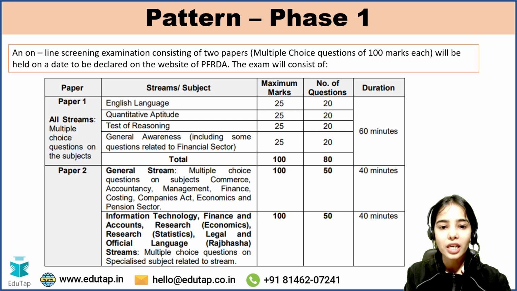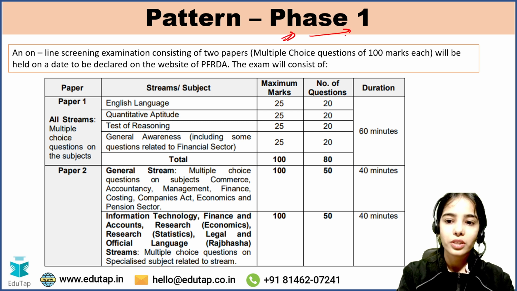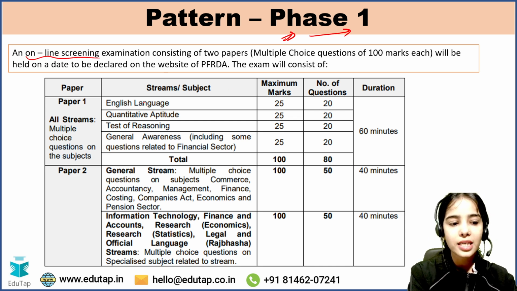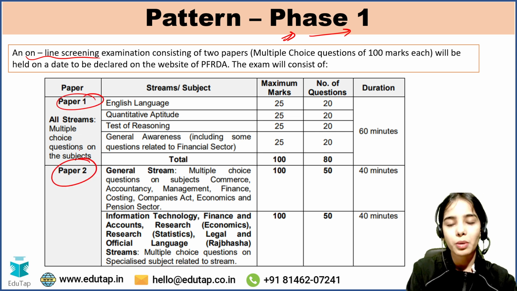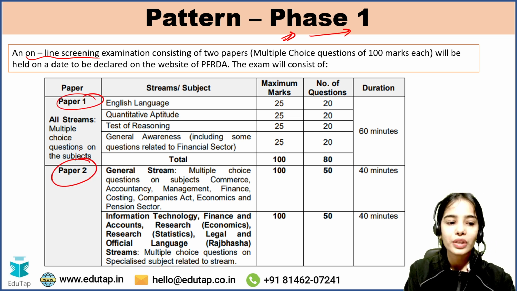Okay, now starting with phase 1 of the PFRDA Grade A examination. Phase 1 is an online examination that will consist of 2 papers, paper 1 and paper 2. Both of these papers will be of 100 marks each.